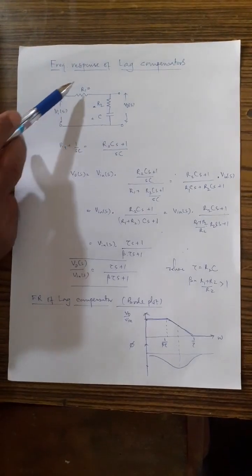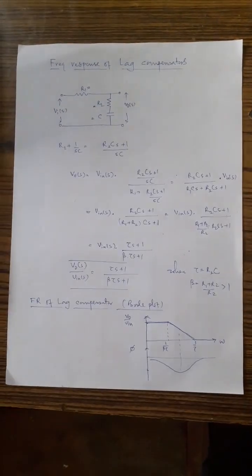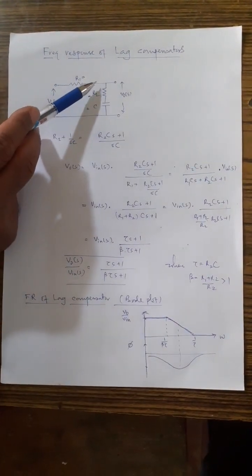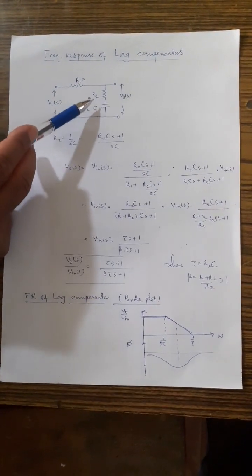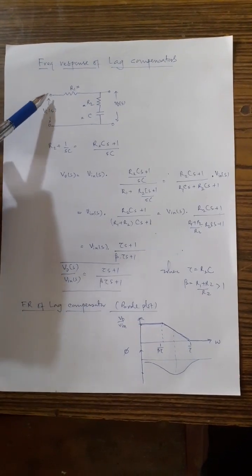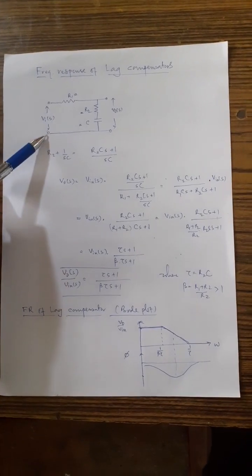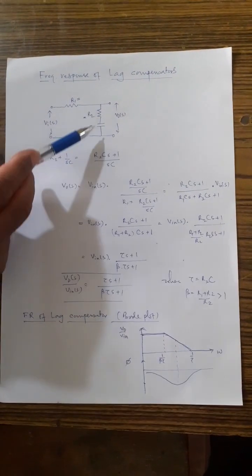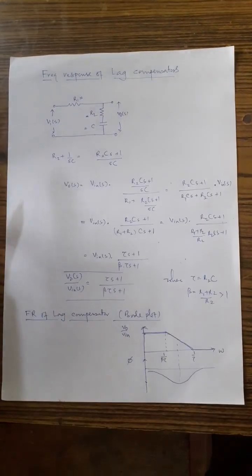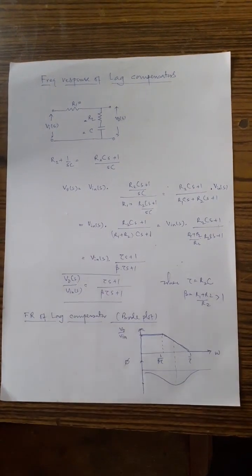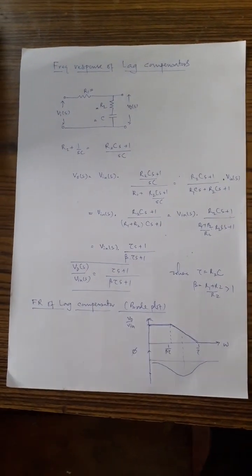So the lag compensator electrical network looks like this. It comprises R1 connected to the series combination of R2 and C, and the input is applied across R1 and the reference point, and the output will be observed across R2 and C together.